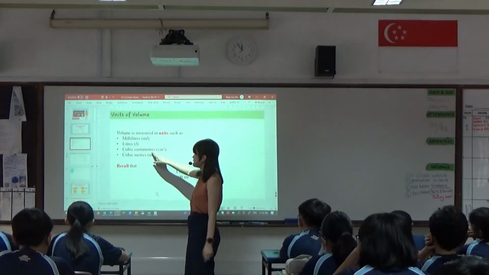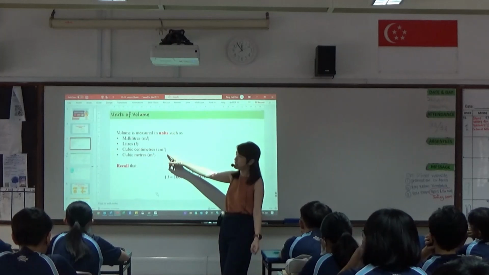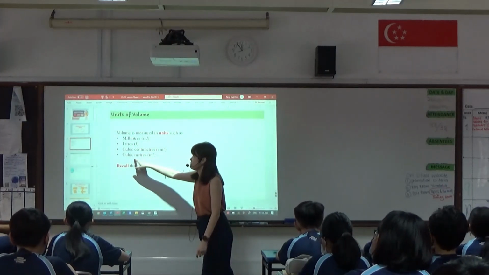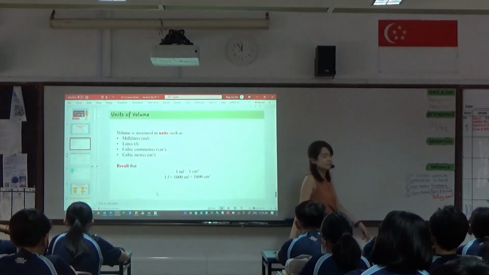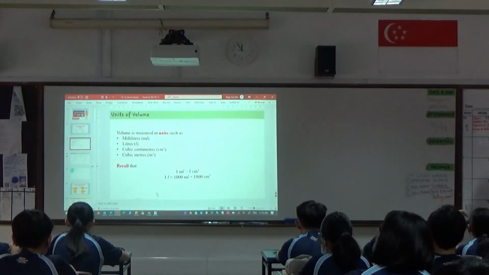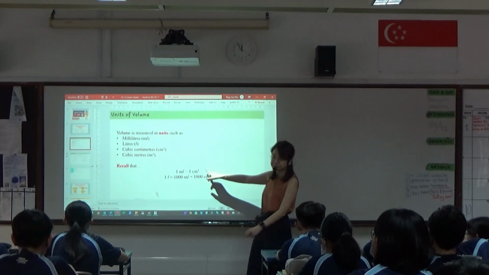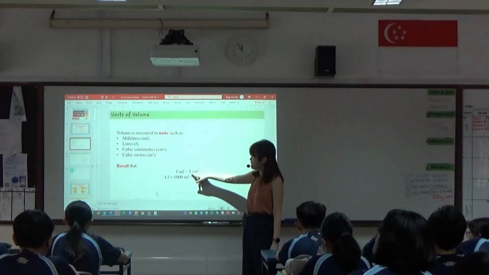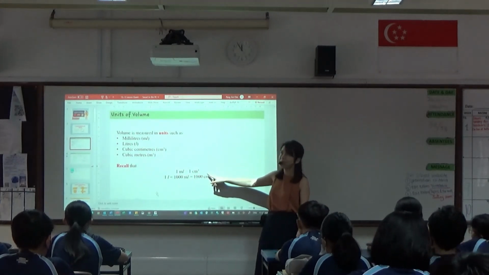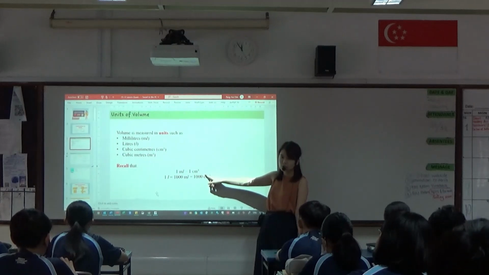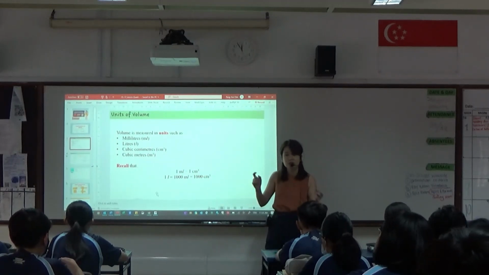Cubic centimeters is also referred to as centimeters cube. Then cubic meters as well, we should commonly say it as meters cube. So one thing that we need to also be familiar with is the conversion. It is already stated in your worksheet. 1 milliliter is equal to 1 cm cube. So they are actually equivalent to each other.